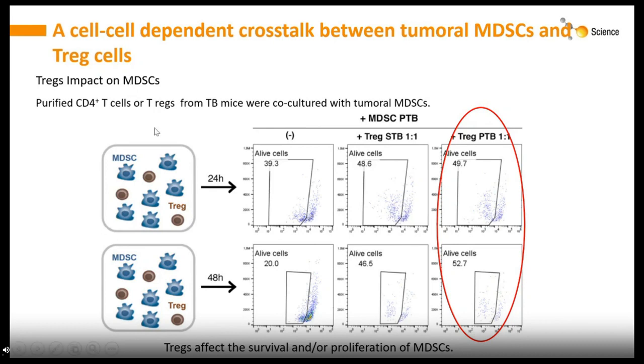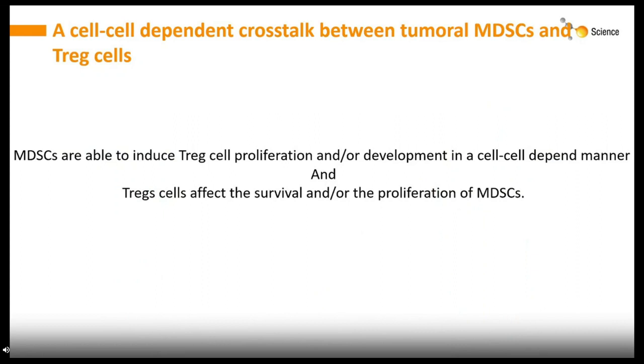And vice versa, we tested the Tregs' impact on MDSC. So we did a similar co-culture, and we assessed the MDSC viability. After 24 hours and 48 hours of co-culture, the percentage of alive cells, so alive MDSC, strongly increased in the presence of Tregs isolated from tumors. So our finding revealed that Tregs can also affect the survival and or the proliferation of tumoral MDSC. MDSC are able to induce Treg T cell proliferation and or development in a cell-cell dependent manner. And we also show that Tregs can affect the survival and or the proliferation of MDSC.